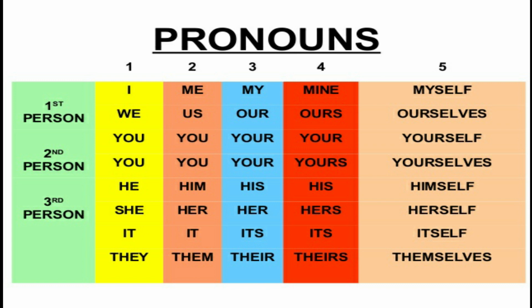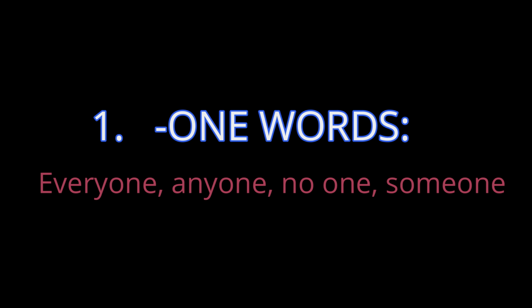Okay friends, apart from these we have few more pronouns. The first one, words which end with one. What are they? Everyone, anyone, no one, someone. For example, everyone is present. So what is everyone here? Pronoun. Someone is absent. What is someone here? Pronoun. No one is present. What is no one? Pronoun.